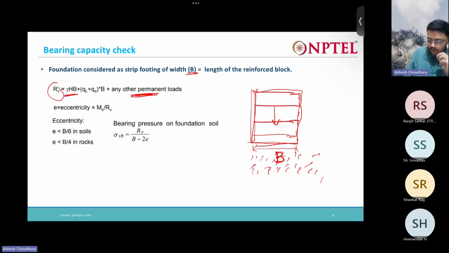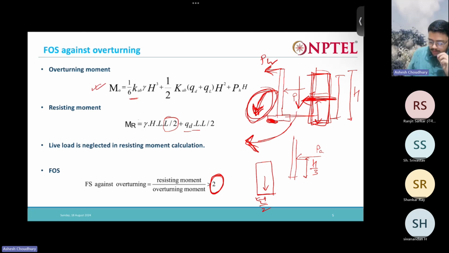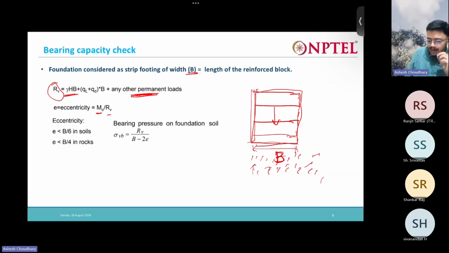Then, already you have calculated the resisting moment here. So the resisting moment divided by RB will give you the eccentricity. Now what is the eccentricity? See, this is the base B. Now the vertical pressure, if you want to represent it as a point load, say this is B.